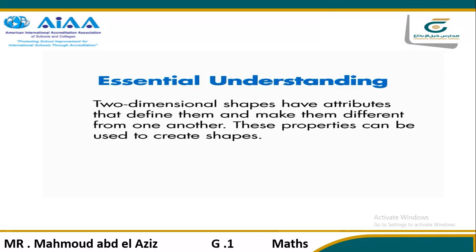The essential understanding for this lesson is two-dimensional shapes have attributes that define them and make them different from one another. These properties can be used to create shapes. Previously, students used attributes, such as the number of sides and the number of vertices, to define two-dimensional shapes. In this lesson, students use these defining attributes to build and draw two-dimensional shapes.